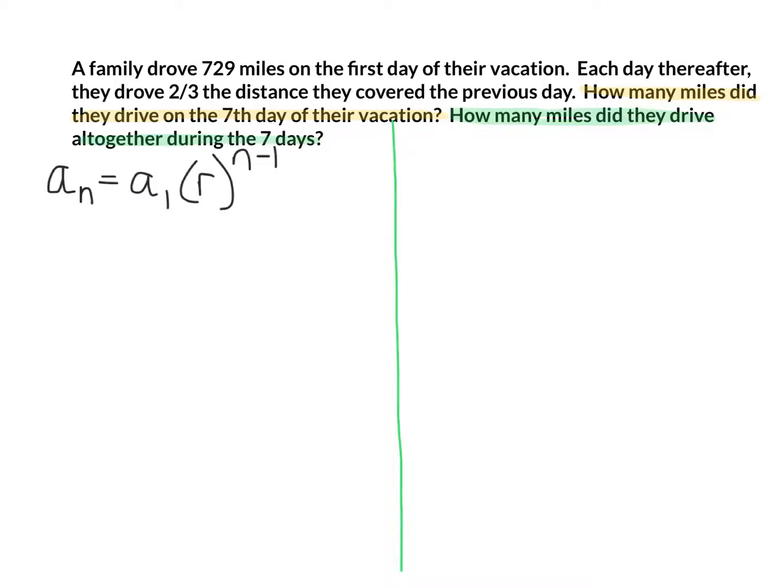All right, so here we go. Let's start filling this thing in. Okay, so we're going to find A of 7 first. We have to find the last term of the sequence because they want to know how many miles they drove on the 7th day.